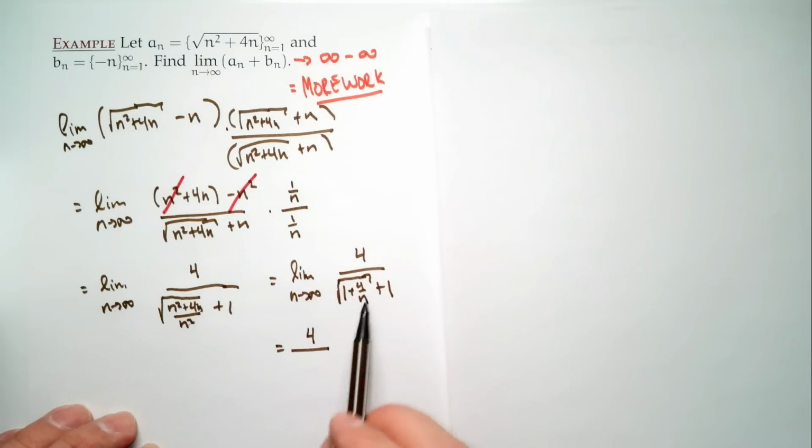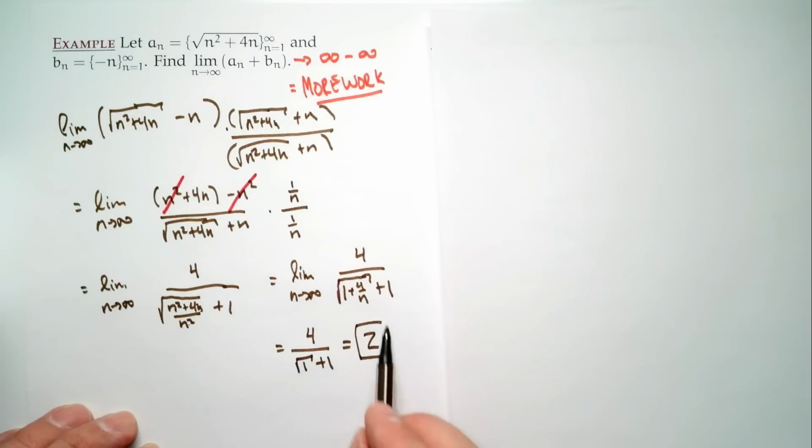Yeah, it's going to go to 2, because if 4 over n is 0, in the limit, it gets smaller and smaller. So we could even be really pedantic, right? Square root of 1 plus 1, meaning our answer is 2. And that's it.